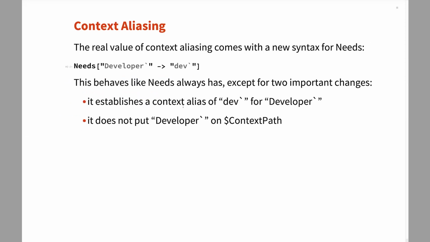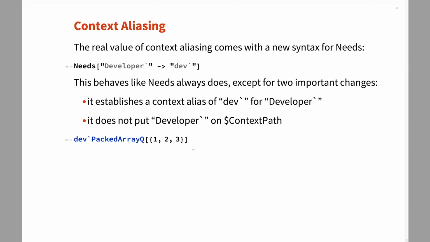Now, the real value of context aliasing comes along with this new syntax for Needs. If I want to load the developer context, if I do it in this way, it acts just like Needs, but it does two important things. One, it establishes this context alias of Dev for the longer Developer context, but really importantly, it does not put Developer on the context path.